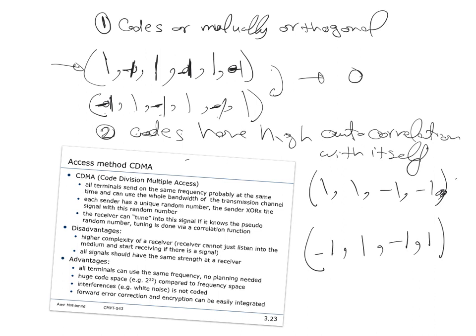So the autocorrelation for each one is 4, right? 1 times minus 1 is minus 1. 1 times 1 is 1, so this will cancel. Then minus 1 times minus 1 is 1, and minus 1 times 1 is minus 1, so this will also cancel. So these two codes now achieve both conditions. The autocorrelation with itself is the maximum, which is 4, and that's what we need. And they are mutually orthogonal.